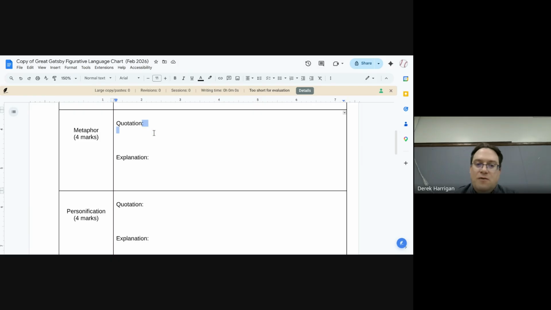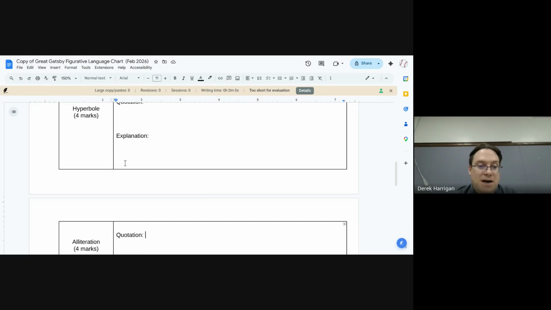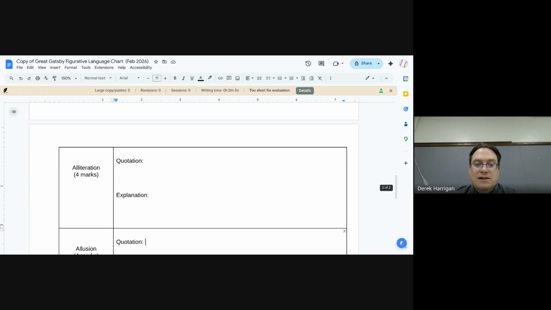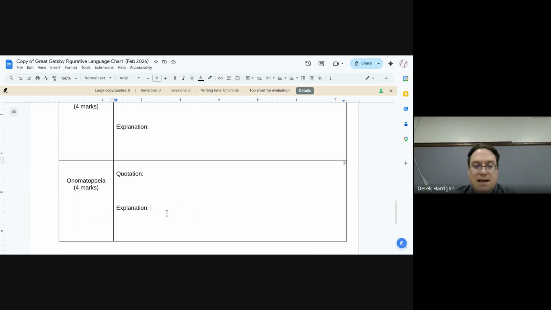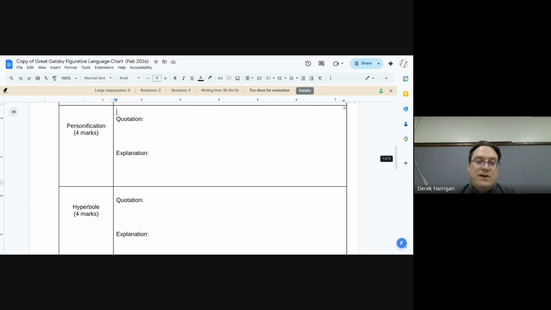Please don't give me a full paragraph for the quote. Just give me the one sentence, or possibly 2 sentences if you need them, but don't go beyond that. Just give me the one sentence that you need to show me the metaphor, the personification, the hyperbole, and then on the next page, the alliteration, the allusion, and the onomatopoeia. And then again, make sure you fully explain, showing me that you know what an onomatopoeia is and why this quote fits. Okay, so that's the goal for this week, to find examples of figurative language.